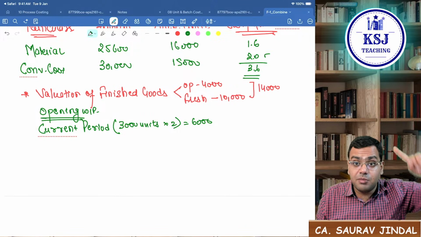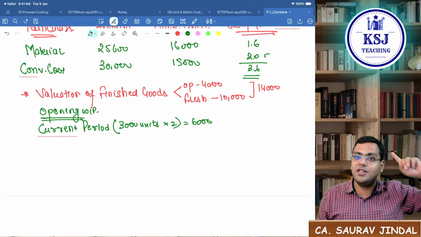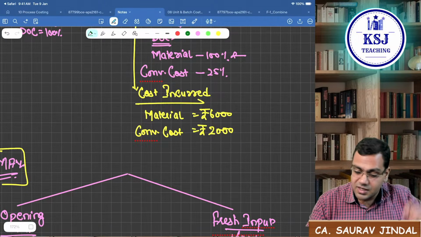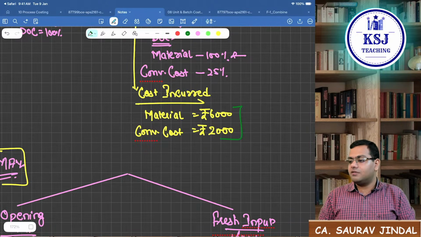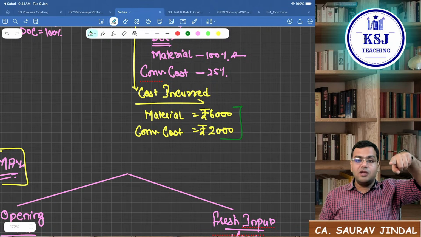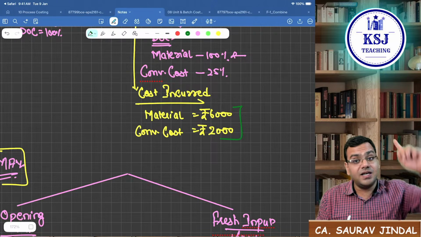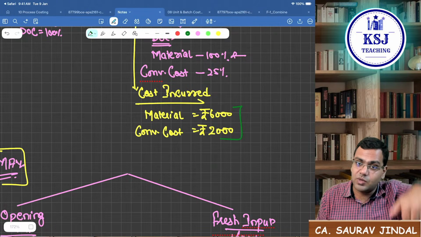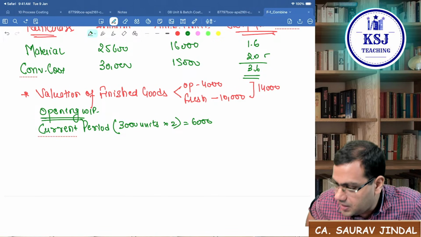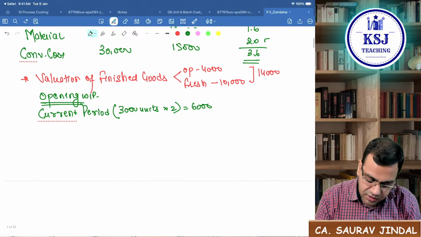And in the previous period, there is some cost on this opening WIP which was incurred in the previous period also. What is the cost incurred in the previous period, sir? This 8,000 is the cost which was incurred in the previous period. So we have to take that also. When we have converted it into finished goods, that means we have to take the total cost, whatever is incurred in the previous period plus whatever is incurred in the current period. Current period we have taken. So now we'll take the previous period. Add previous period cost.